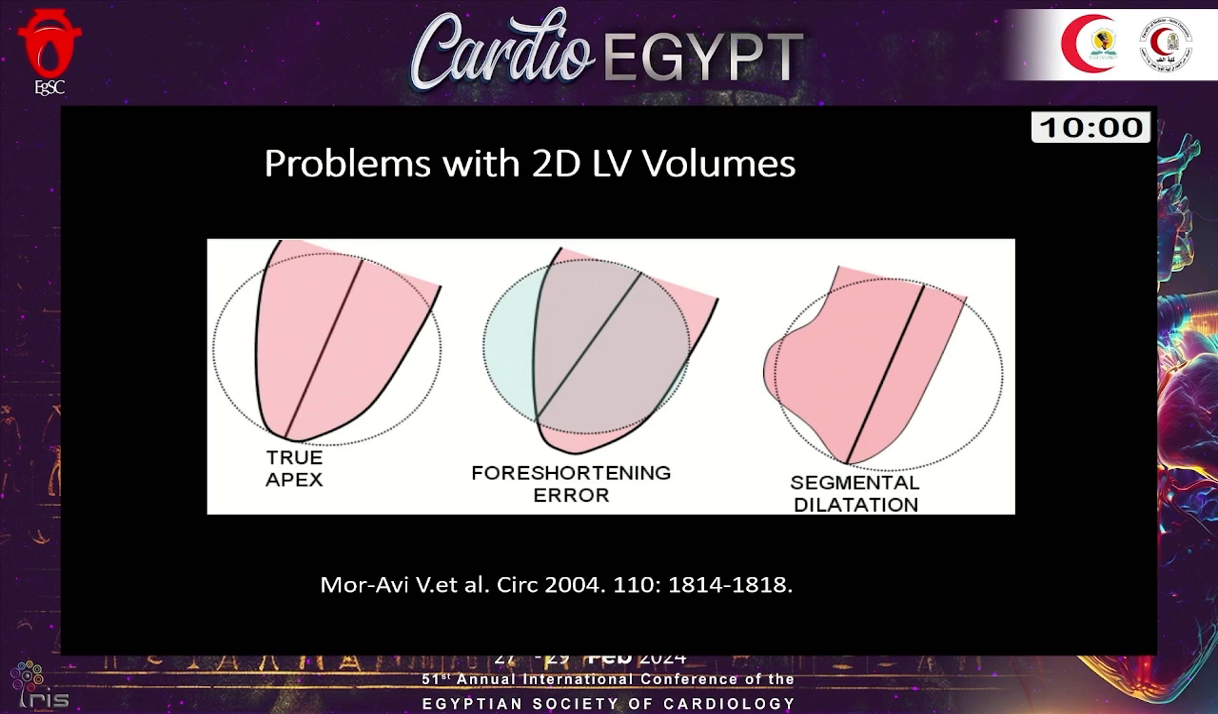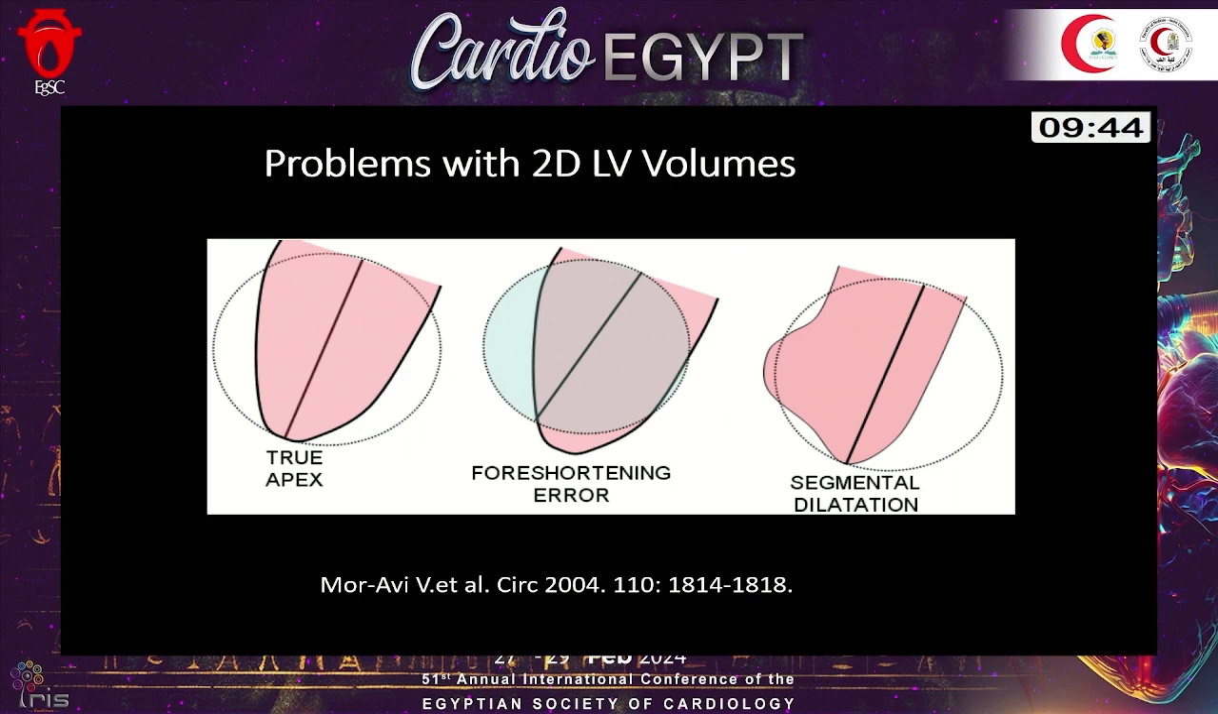The problems of 2D assessment of the ejection fraction and volumes are actually two main things. Number one, the foreshortening. Many times we do the apical four-chamber view and we are really foreshortened, but we convince ourselves that it's a nice apical four-chamber view, and we know that it's foreshortened.